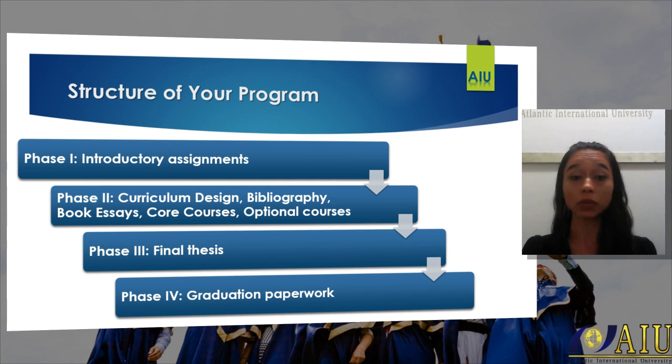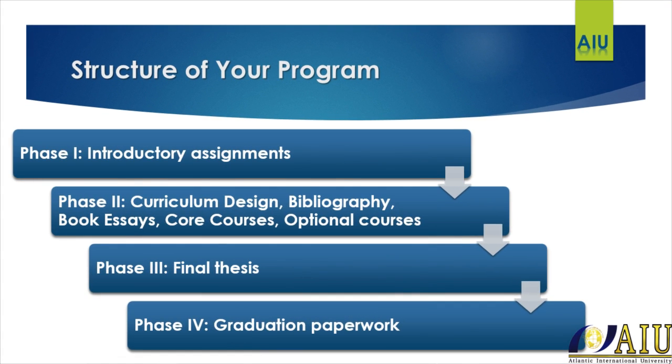After you complete that, you will move on to phase 3. This is a stage where you prepare your thesis proposal and your final thesis. Once it has been approved, you can move on to phase 4, where you will prepare all the graduation paperwork. This is just for us to have more information so that we can order and process your graduation documents. So once you complete these 4 phases of your program, you will be done with the academic aspect of it.